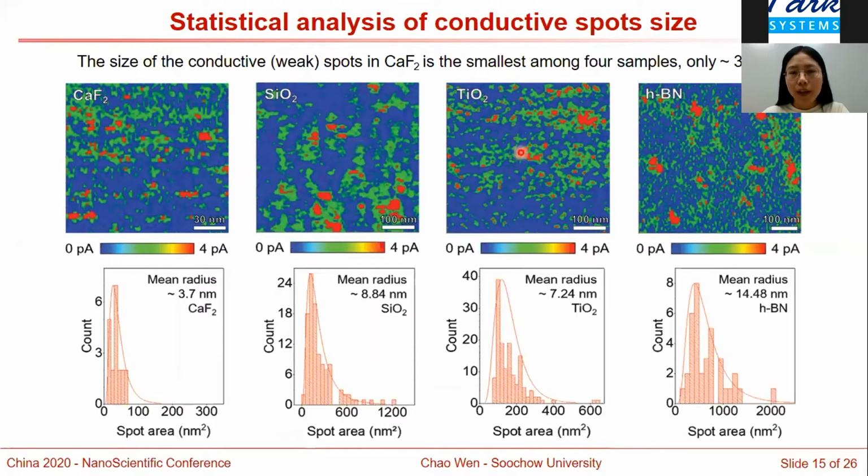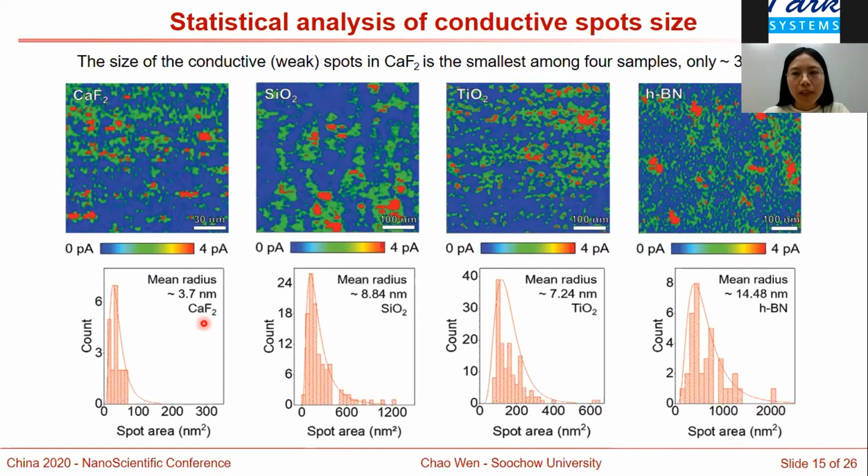So with this wonderful CAFM, at first, we measure the current maps in our 4 stacks: calcium fluoride, silicon dioxide, titanium dioxide, and hexagonal boron nitride. We can find that in these current maps, we have these rare current spots. These rare current spots are the electrically weak spots in our 4 stacks. And below the current maps, we have the histogram distribution of the spot area. We can find that compared to silicon dioxide, titanium dioxide, and hexagonal boron nitride, the distribution of the current spot area in calcium fluoride is the narrowest one.